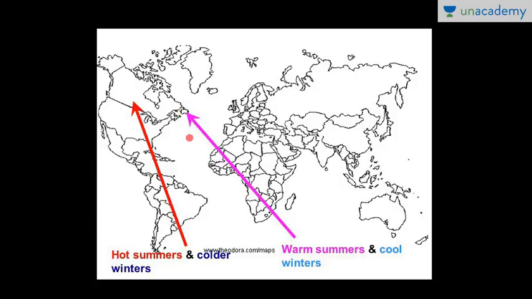Why? Because the sea has a moderating influence on the coastal areas. Similarly, the climate in Mumbai will be significantly different from the climate in Delhi. Why? Because the Arabian Sea has a moderating influence on the climate of Mumbai. So the temperature range in Delhi will be more than Mumbai.